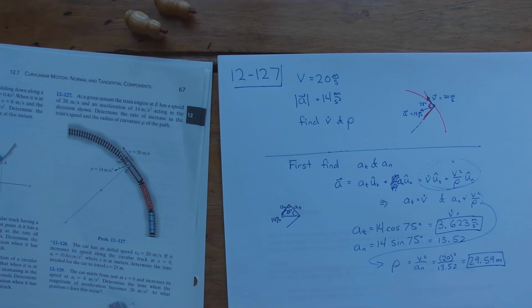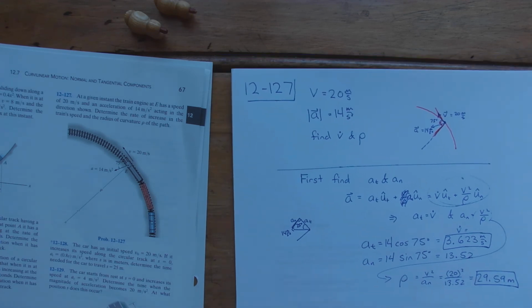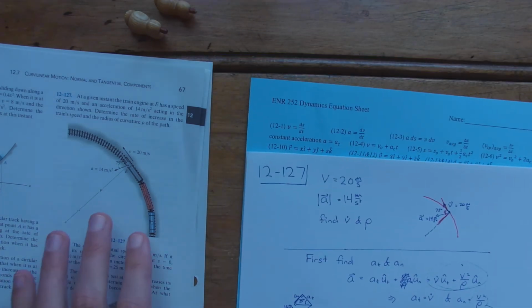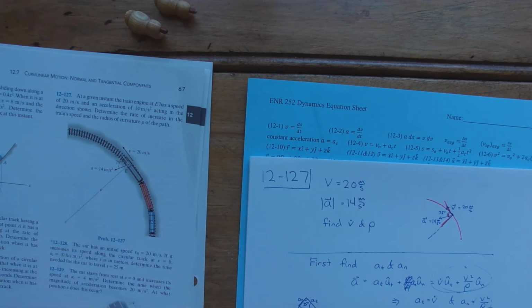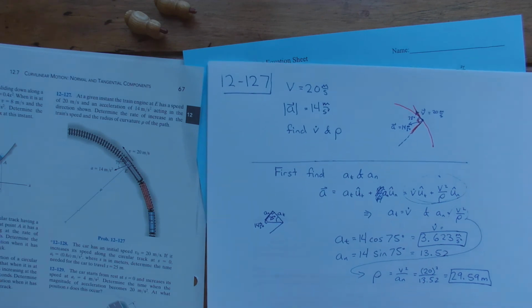And that concludes problem 127. What I wanted you to learn from looking at this problem is it's not always just taking the formulas that you're given and plugging numbers in. Sometimes we have to look at the direction of the vector and use the angle to break things down into components, which wasn't really that hard.